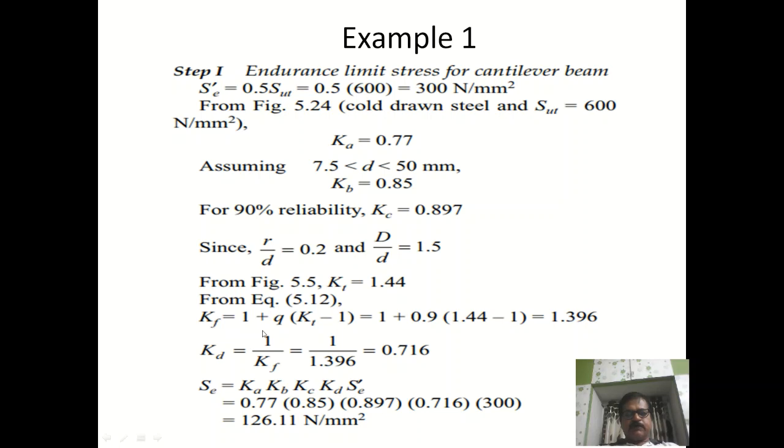Now the fatigue stress concentration factor is 1 plus q into (Kt minus 1). Here q is the notch sensitivity factor, that is 0.9, and the theoretical stress concentration factor Kt is 1.44. So this is 1.44 minus 1, that is 0.44, into 0.9, that is 0.396, plus 1, that is 1.396. So the factor Kd is 1 by the fatigue stress concentration factor, that is 1 by 1.396, that is 0.716. So we are applying all the four factors: surface finish, size factor, reliability factor, and the fatigue stress concentration factor. And now the endurance limit is discounted. From the ultimate stress, 50% of that is 300. When we apply all the factors for discounting, we get the suitable endurance limit as 126.11 Newton per mm square.